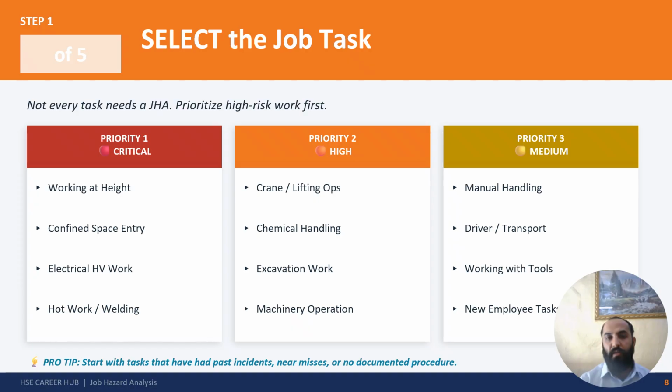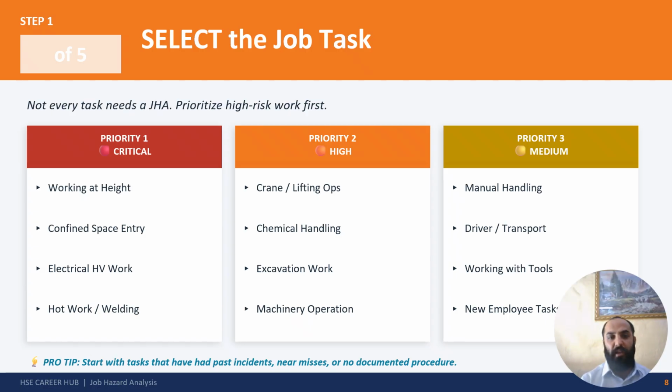No debate. Okay. Priority 2. High risk work. First one was highest risk work. Priority 2 will be your high risk work like crane operations, chemical handling, excavation, scaffolding erection. They are still very dangerous, but perhaps a slight more established procedure already in place. So your priority 3 is medium risk, like manual handling, driving, routine maintenance, onboarding new workers.